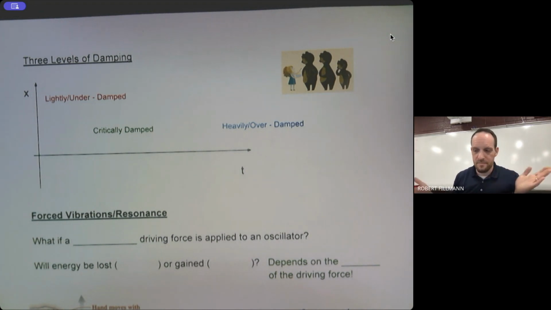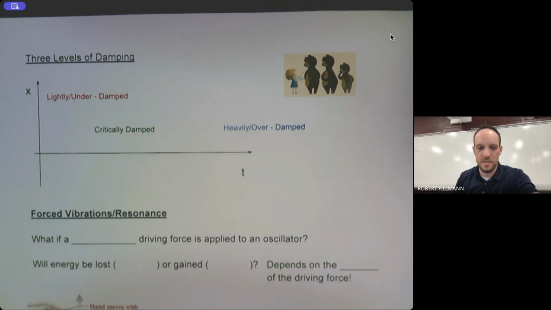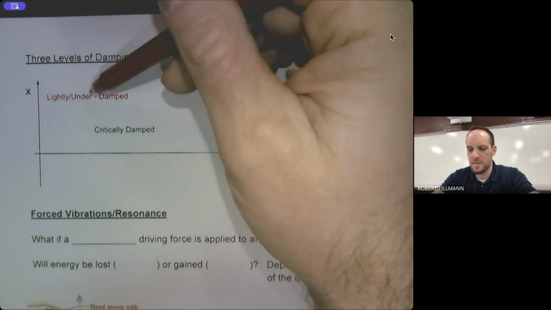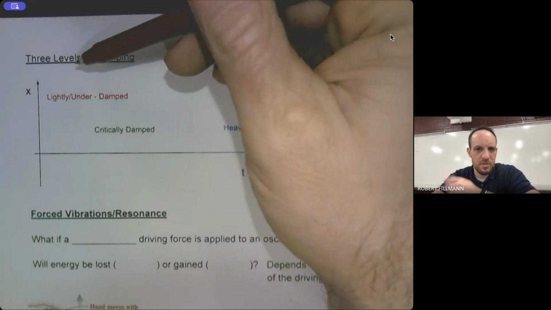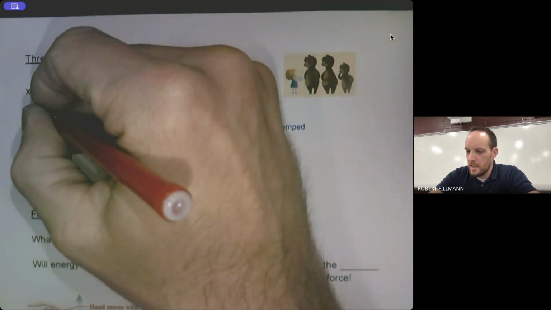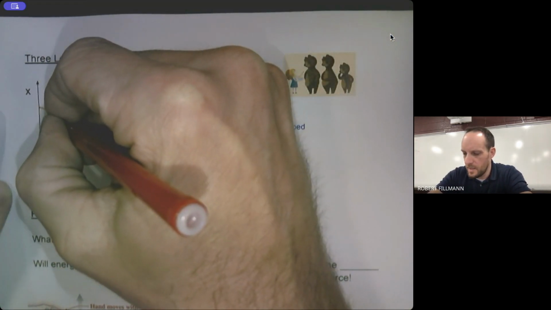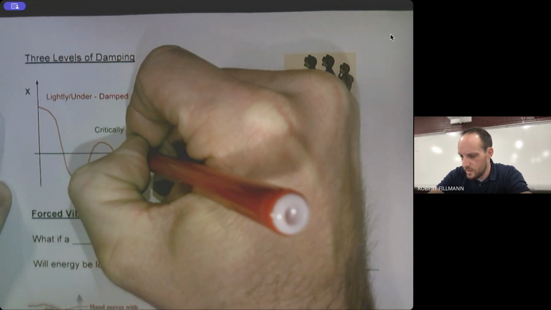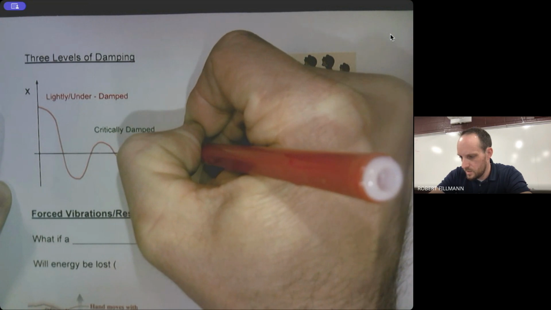Okay, so let's start with mama bear. Mama bear, her food, her chair is too soft, her food is too cold. It's just the not quite enough. So if we have some damping but not very much, IB calls this lightly damped, but sometimes you'll see underdamped. So those terms are interchangeable: lightly or underdamped. A lightly or underdamped oscillation is going to look something like this, where you're going to let it go. It's going to look like that decaying cosine function, smaller and smaller.